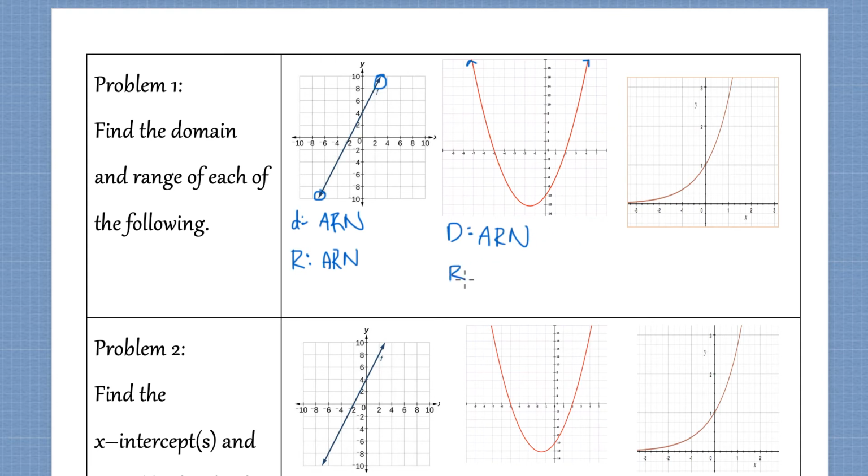The range for this one, you can see there are 2 arrows, but it stops right here. None of our arrows are pointing down, so nothing goes below that mark right there. And so that mark right there is actually -12. And so our range is going to be y is greater than or equal to -12.